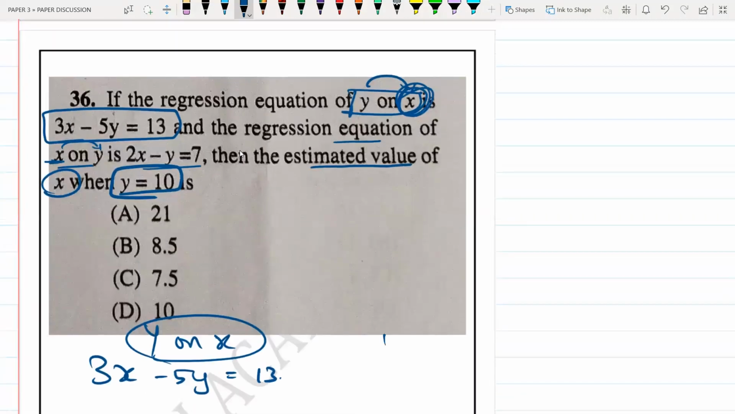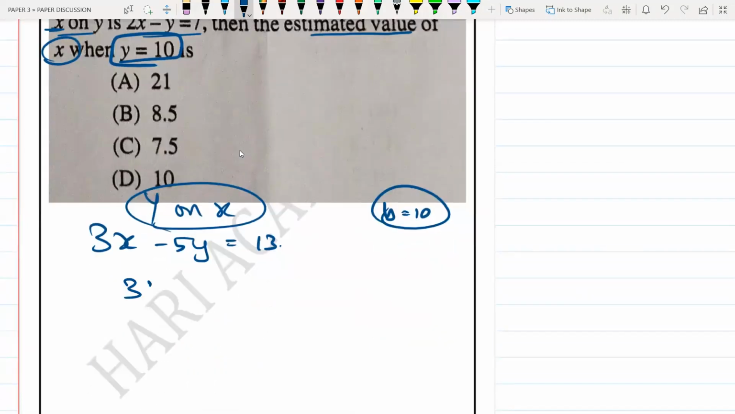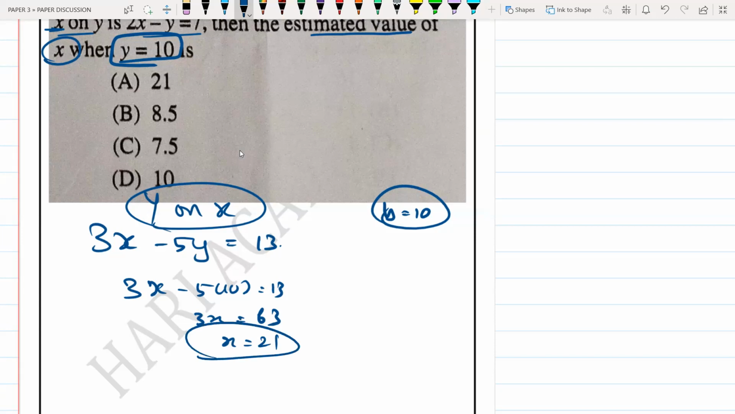So they have given y is equal to 10. Simply I will substitute y is equal to 10 in the main equation. 3x is equal to 5 into 10 plus 13. 3x is equal to 63. x is equal to 63 divided by 3. It will become 21. My final value will become option A.